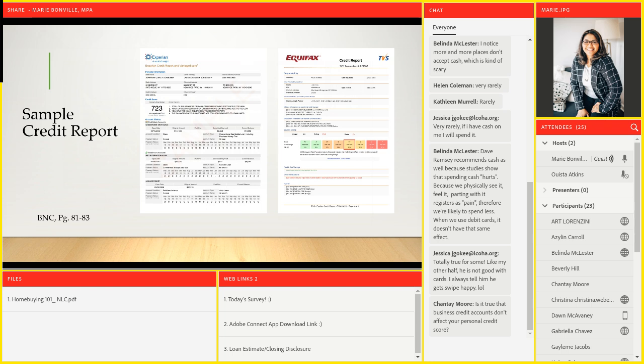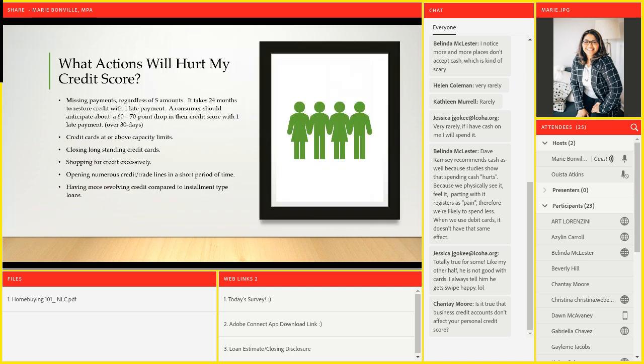Now you're able to pull it once a week through the annualcreditreport.com website. Now, what actions hurt your credit score? And the other thing is, I know I've got several CDFIs and other institutions in the room. If you have that ability to pull credit reports, then that's a good thing for our clients as well. They don't have to go through the process of doing it themselves.